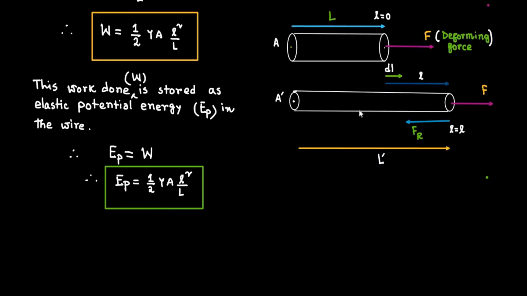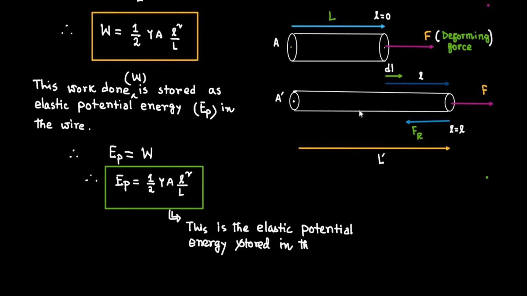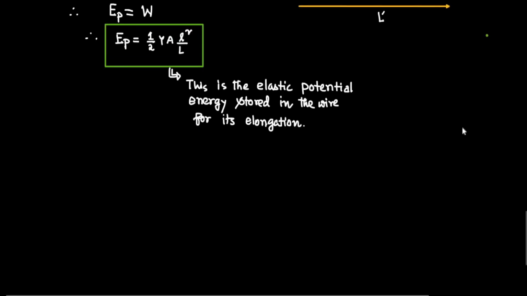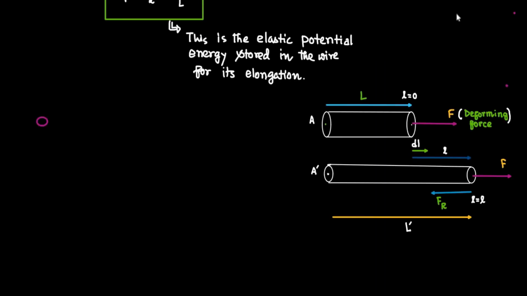So we get the final expression of elastic potential energy, EP equals 1 by 2 Y A l square by capital L. This is the elastic potential energy stored in the wire for its elongation small l.